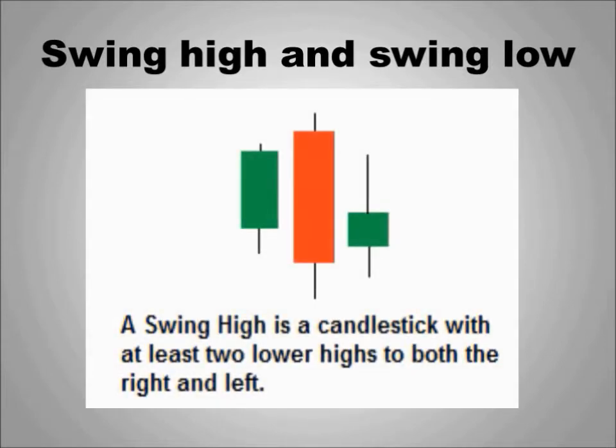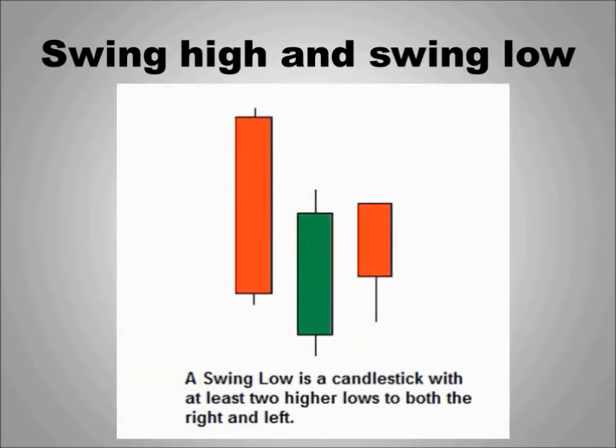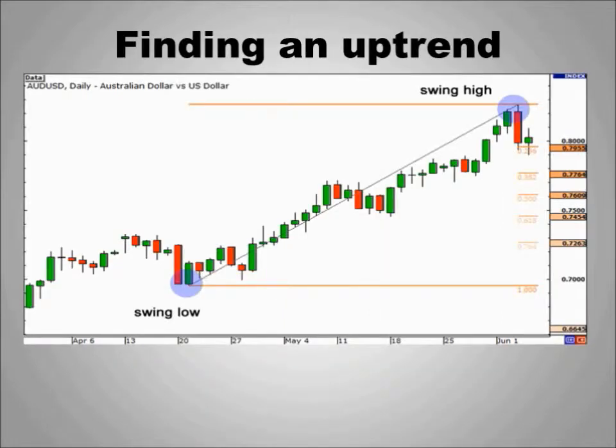A swing high works like this. The candle that's in the middle has a higher high than the two surrounding candles. That is called a swing high. Swing low, on the other hand, the middle candle has a lower low than the two surrounding candles. Now, in the swing high, we see this when the market is changing direction. And also, with the swing low, the market is also changing direction as well.